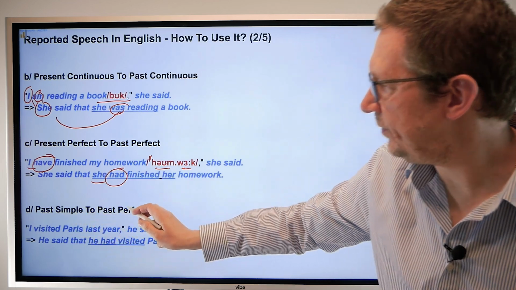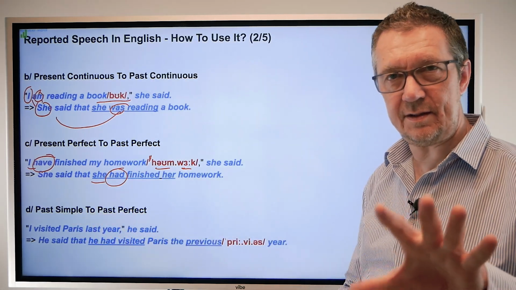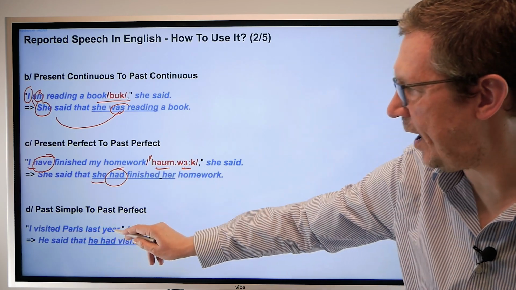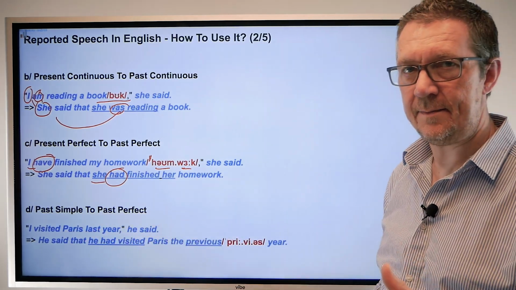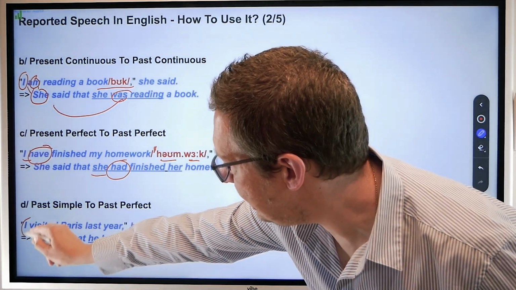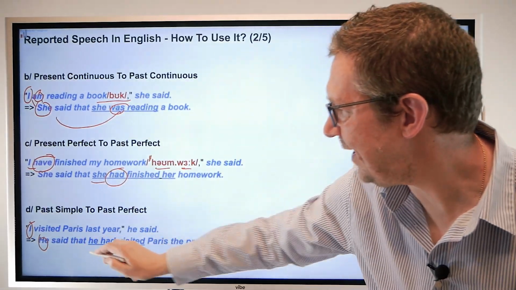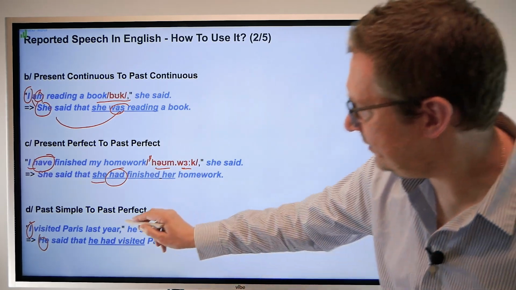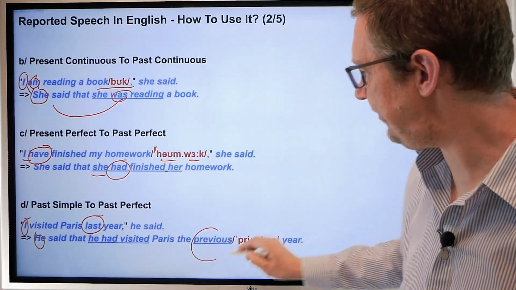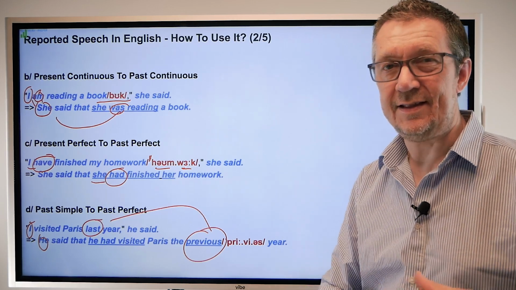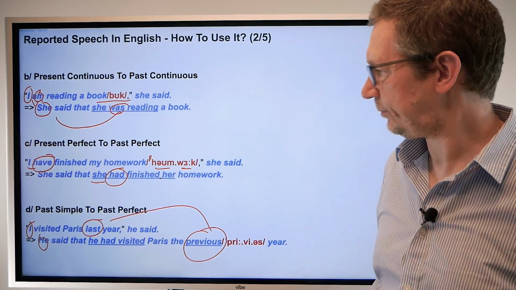Okay, past simple to past perfect. This is a little bit more tricky, but it does work and you can see how. So I visited Paris last year, he said. I visited Paris last year. He said, so instead of I, it becomes he. He said that he had visited Paris the previous year. You see how this last year becomes previous? That's important because when you're reporting, you have to say that because we don't know the time frame.